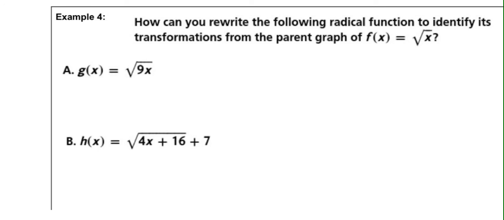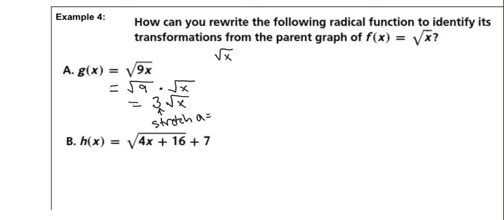So what I'm going to do for square root of 9x is I'm going to teach you another technique. So I'm going to separate the 9 and the x. Okay, so I just rewrote it as square root of 9 and square root of x. And the reason I do this is because now we can easily take the square root of 9, and we have our solution of 3 square root of x. And right, our original parent function is just square root of x. So the only transformation we have is a stretch of a equals 3. All right, that's a vertical stretch.